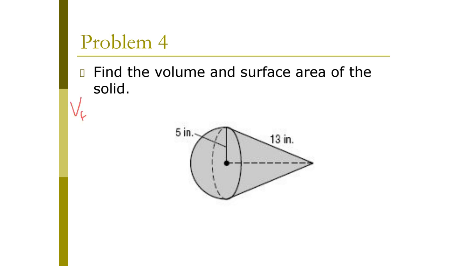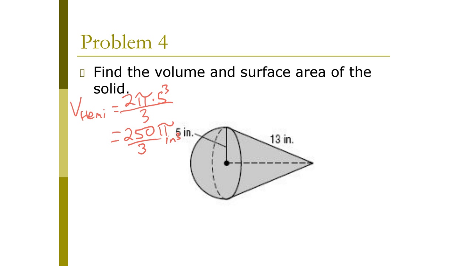The volume of the hemi. All right. And that is 2 times pi times my radius. Do I have that? I absolutely do. It is 5 cubed all over 3. Cool. Well, 5 cubed is 125 times 2 is 250 pi over 3. That's inches cubed. All righty. So there's my volume of my hemisphere.